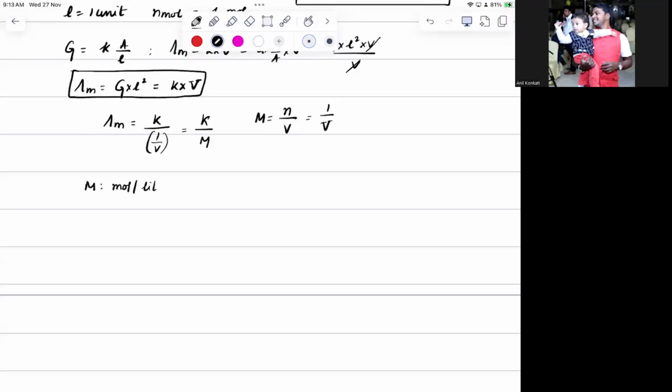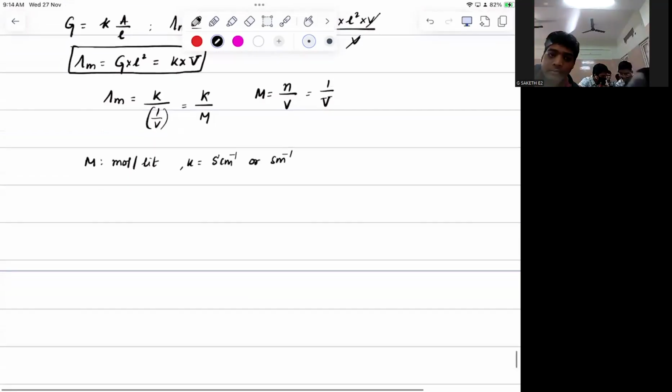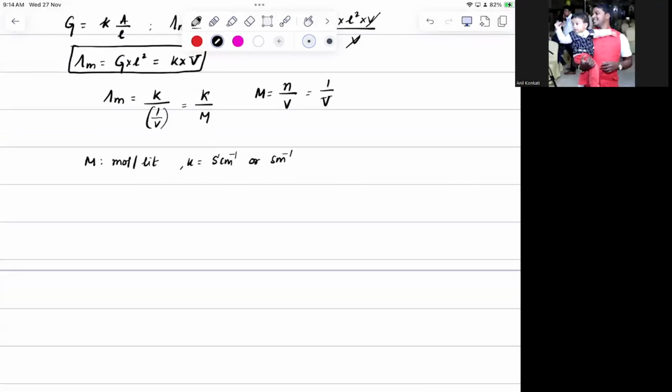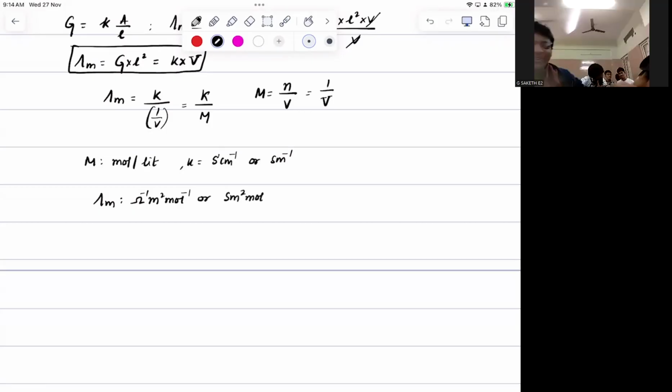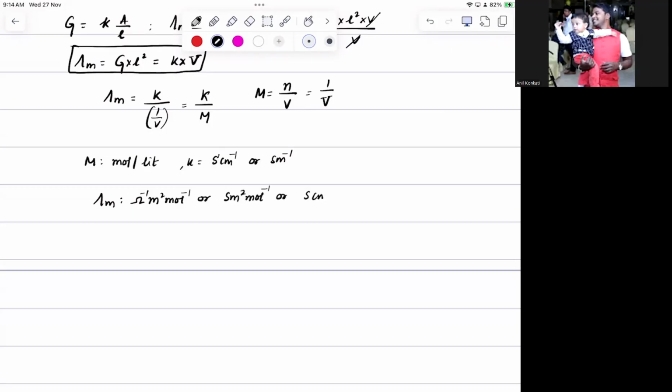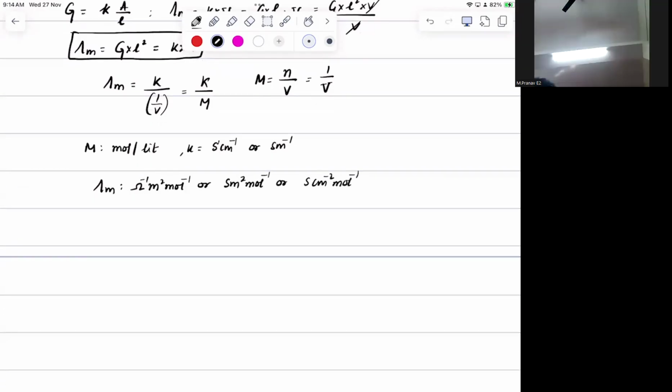By dimensions, if you notice, if molarity is written as moles per liter, then kappa can be written as Siemens centimeter inverse or Siemens meter inverse. Then we should be able to write lambda M units as ohm inverse meter square mole inverse, or Siemens meter square mole inverse, or Siemens centimeter square and mole inverse. These are various ways of writing lambda M, everybody.